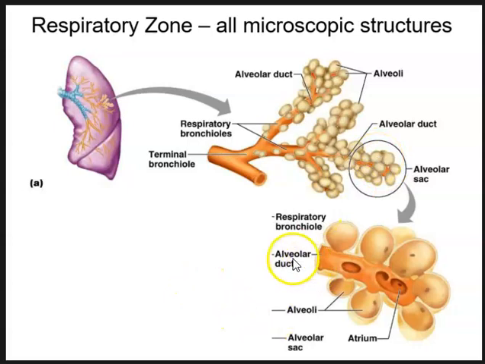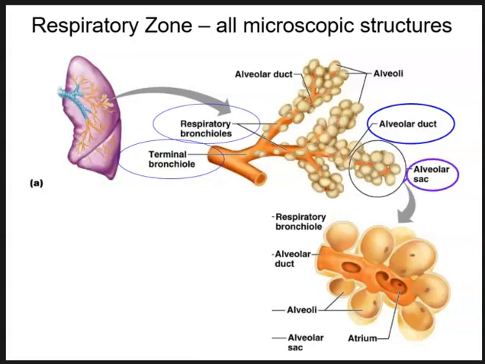And here is a cross-section or cutaway where we can see the alveolar duct ending in individual alveoli, and clusters of them will be alveolar sacs. So we can see individual alveoli and a bunch of alveoli forming an alveolar sac.